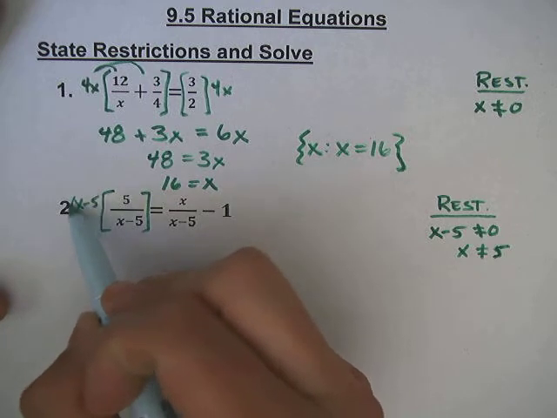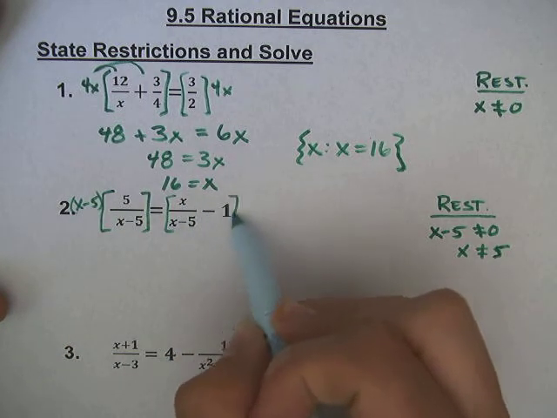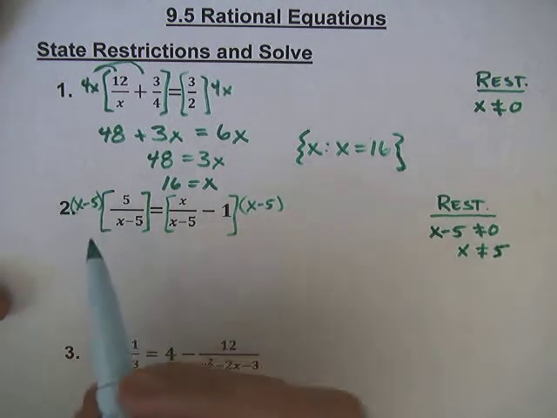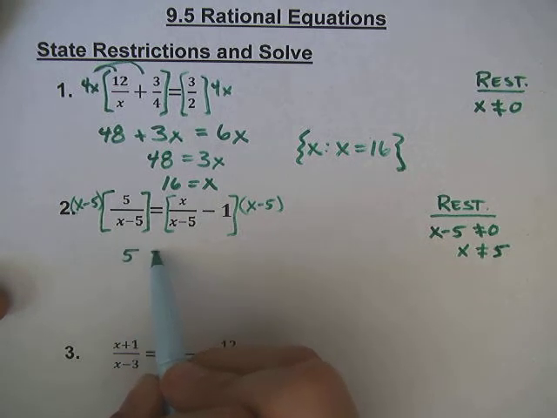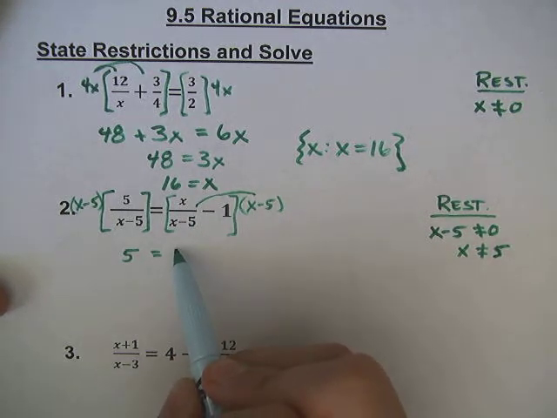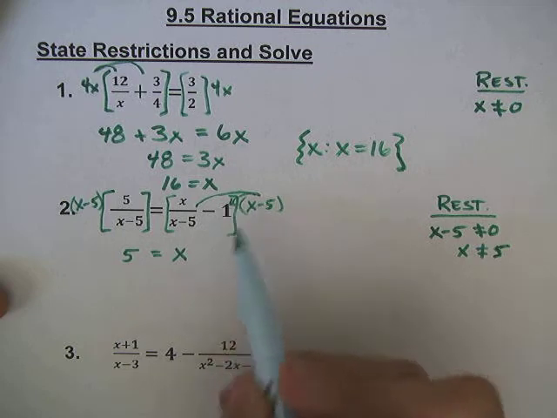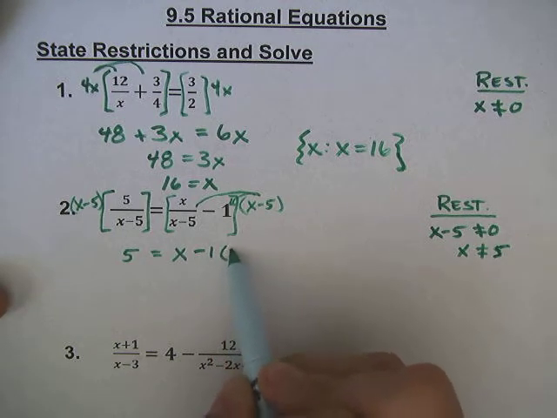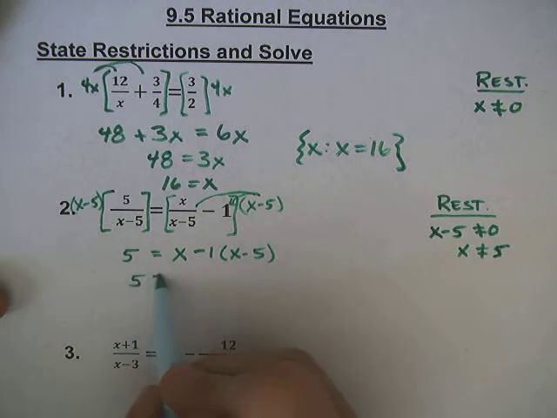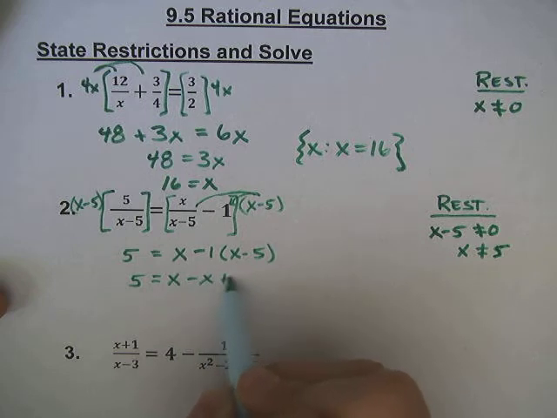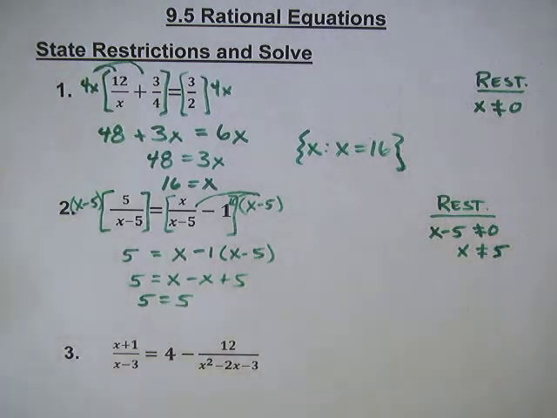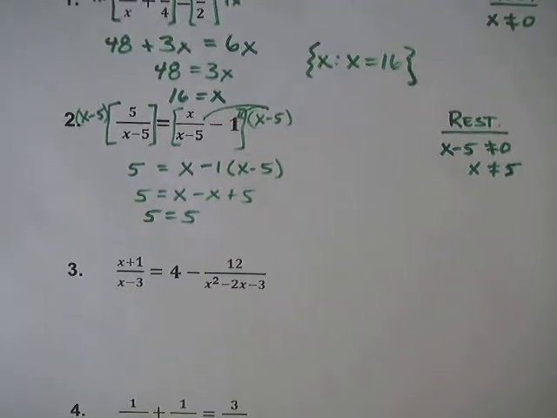Again, I'm going to multiply everything by the common denominator. The common denominator is x minus 5. Okay, so when I do that over here, these will cancel, and I just get 5. When I distribute this into here, the x minus 5's will cancel, and I just get x. When I multiply it here, I get negative 1 times x minus 5. So let's simplify that a little bit. 5 equals x minus x plus 5. Notice the x's go away, and I get 5 equals 5.